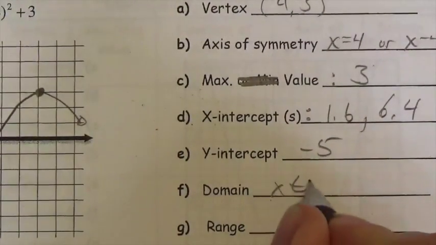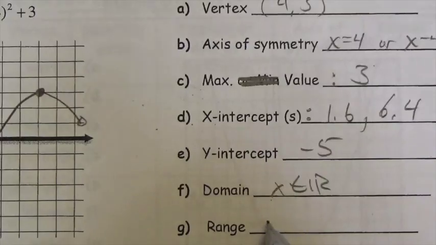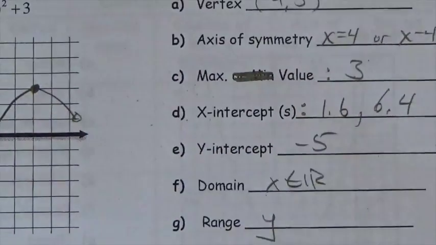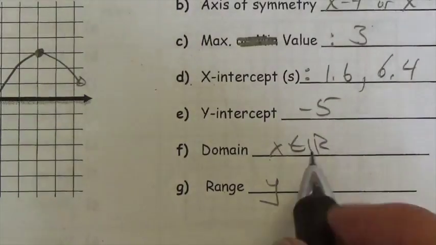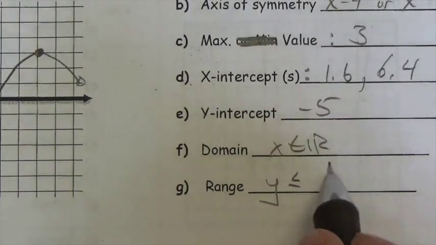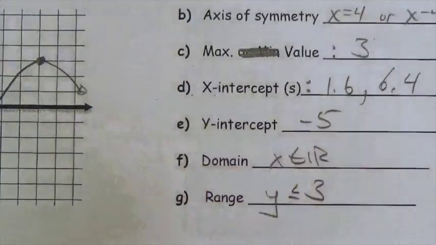My domain will be x as an element of the reals. And my range, because this parabola opens down, the graph had a maximum value, so all other values will be less than or equal to that maximum, which is at 3.